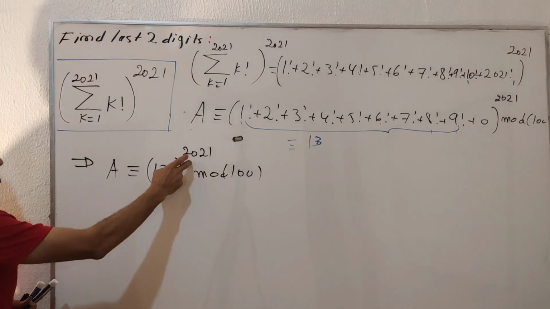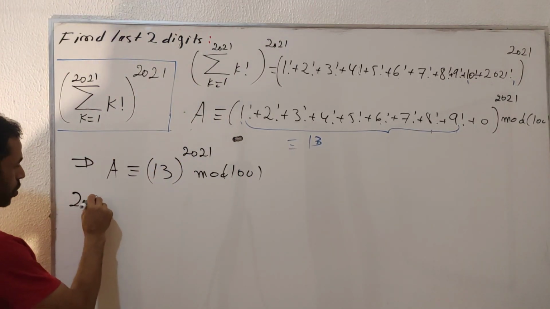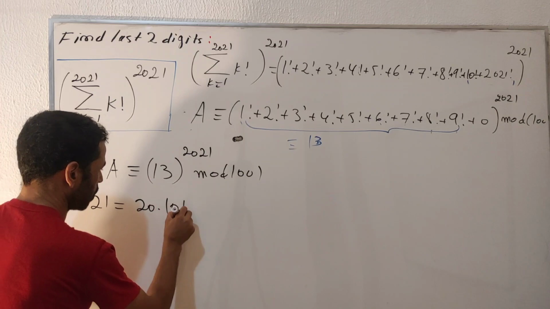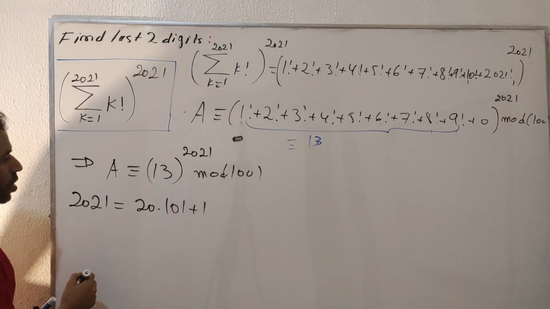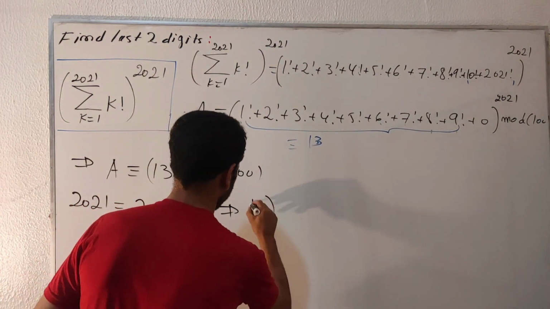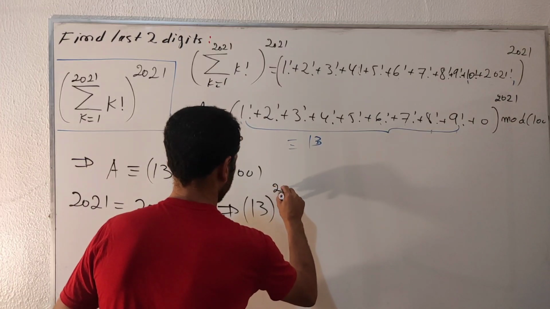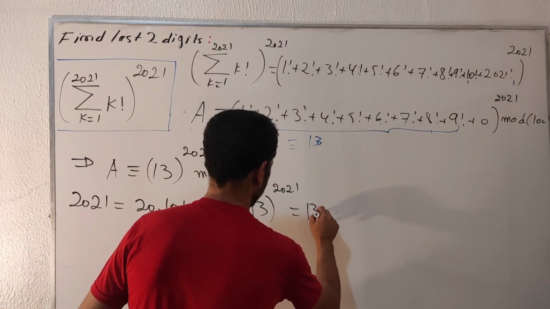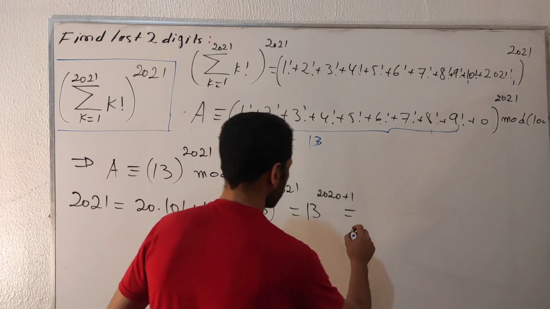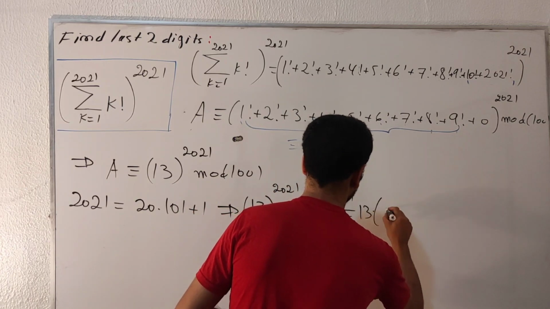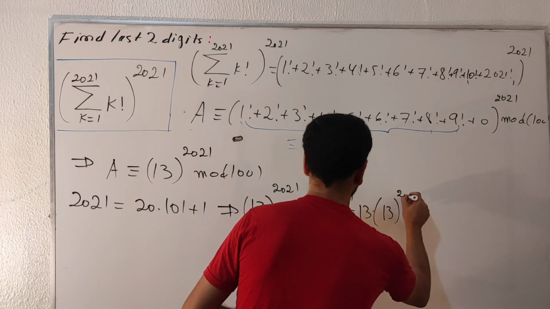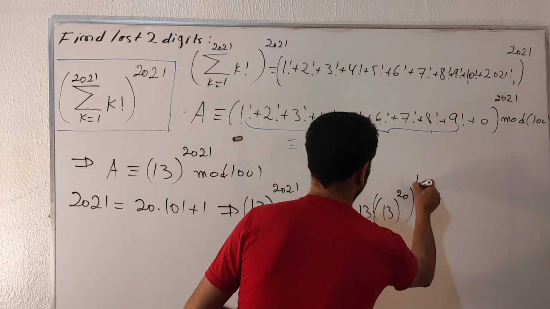Now let's work out this one here. I get 21 equals 20 multiplied by 1, plus 1. Let's take this in the form of the exponent. I get 13 to the 21, which equals 13 to the 20 plus 1, which equals 13 multiplied by 13 to the 20, all to 1, like this.